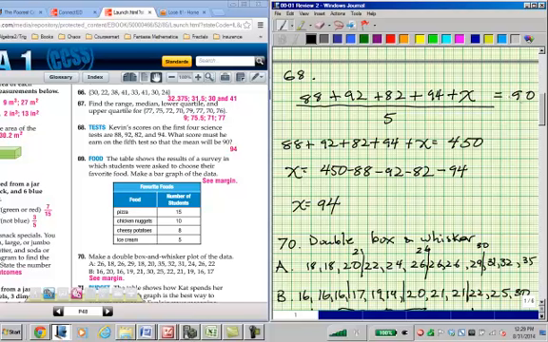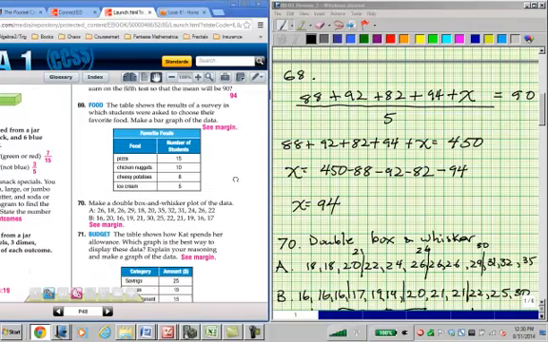So here's the initial expression: 88 plus 92 plus 82 plus 94 plus x. That's the numerator, divided by 5 equals 90. So we can get rid of the denominator by multiplying both sides by 5. Now we no longer have fractions or a denominator. We have 88 plus 92 plus 82 plus 94 plus x equals 450. And now x is going to equal simply 450 minus 88 minus 92 minus 82 minus 94. And x will equal 94.